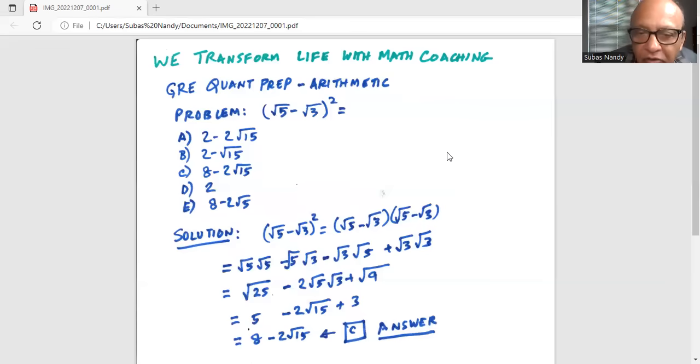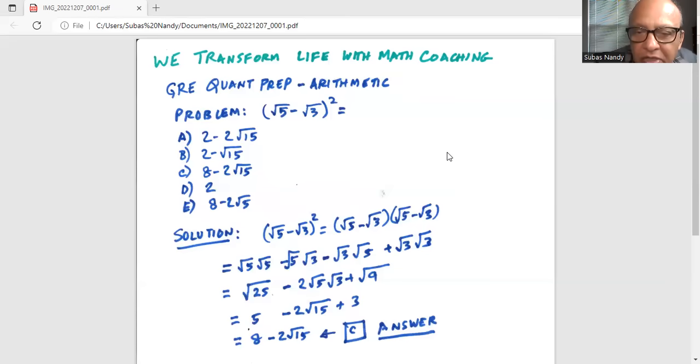Next, FOIL. So we did the first term, and we did the outside term, which was the second term where we distributed square root of 5 to minus square root of 3. It becomes minus square root of 5 times square root of 3. Now the inside term: take the minus square root of 3 in the first parenthesis and distribute it to square root of 5. So it becomes minus square root of 3 times square root of 5.